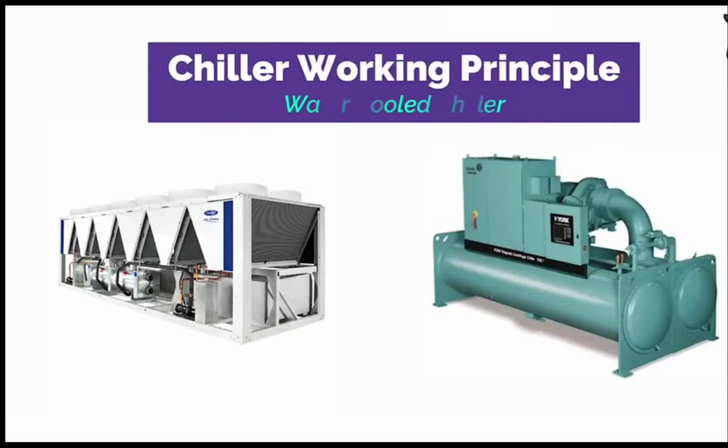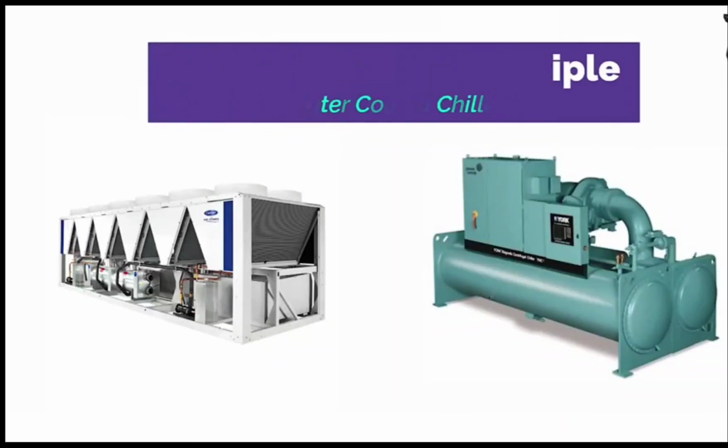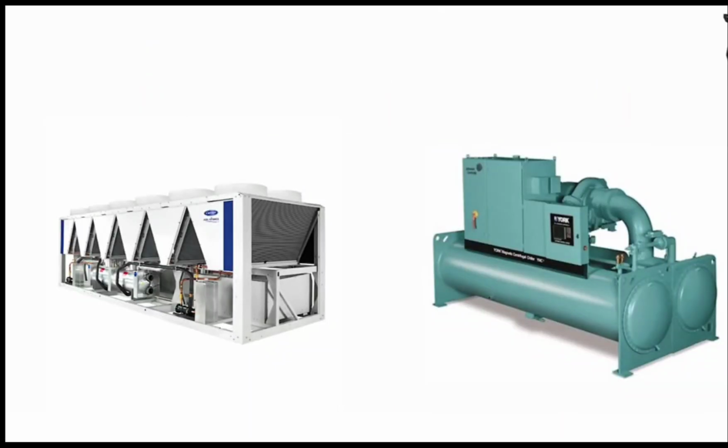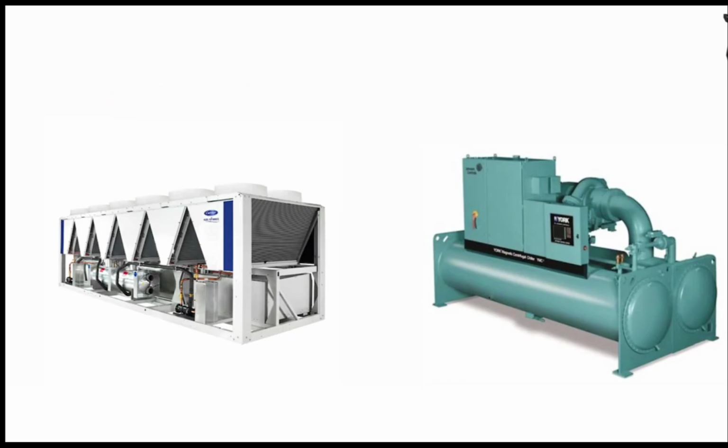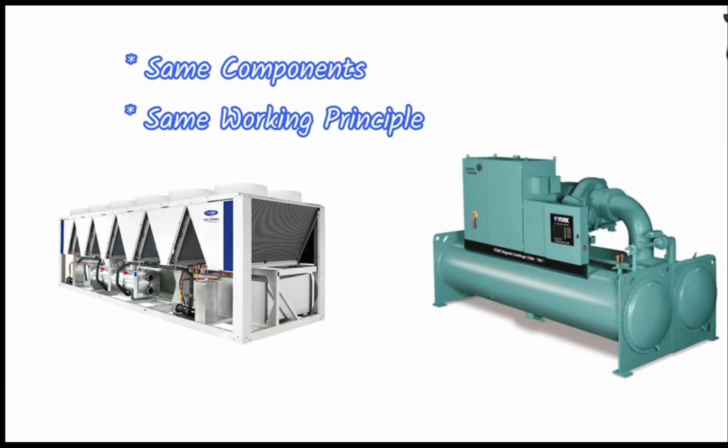In this video, we are going to discuss the working principle of the chiller. We can see chillers in large buildings, and there are many types of chillers. But there are commonly two types of chillers: one is the air-cooled chiller, and the other is the water-cooled chiller. Although there are many types of chillers, they all have the same components and the same working principle.